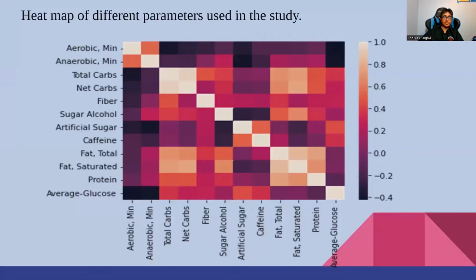Here's the heat map of different parameters. In white or light orange, it means that their parameters are strongly correlated. In purple or magenta, they are not correlated, and in black, they are negatively correlated. For instance, aerobic and anaerobic both have a black when shared with the average glucose, which means that they lower the glucose, while something like artificial sugar will raise the average glucose levels.